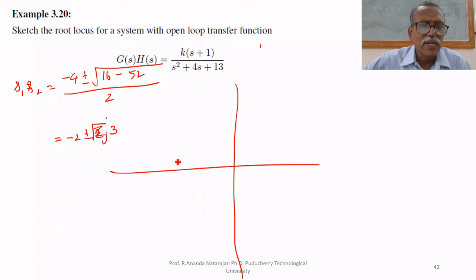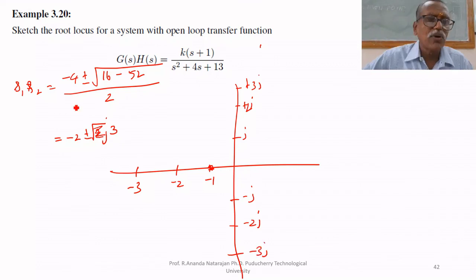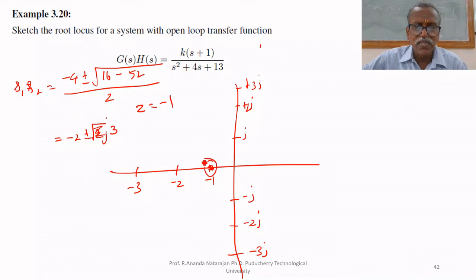So one pole is at minus 2. This is minus 1, minus 2, minus 3, and here plus j, plus 2j, plus 3j, minus j, minus 2j, minus 3j. The zero is at s equal to minus 1. One pole is here, another pole is here. Therefore, the angle of departure you have to find.